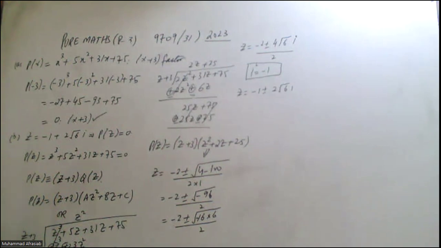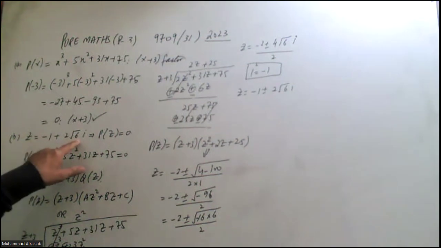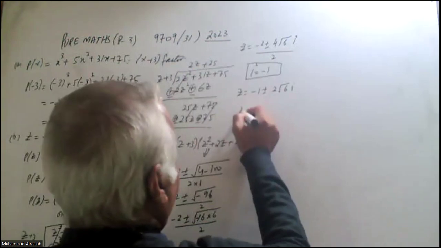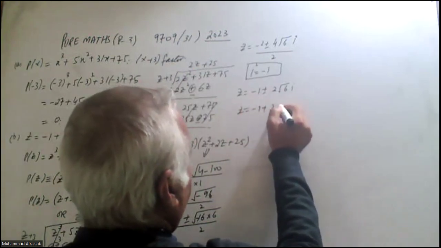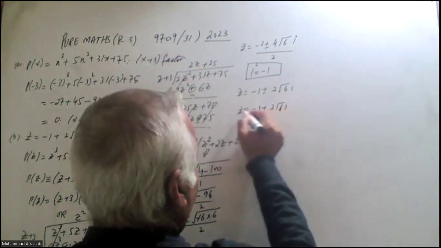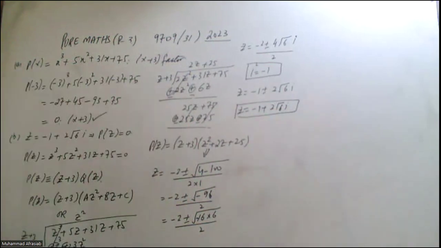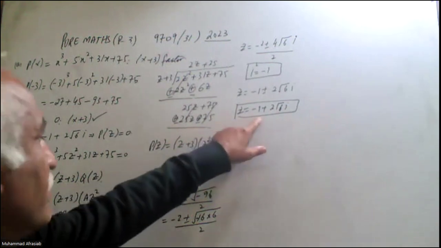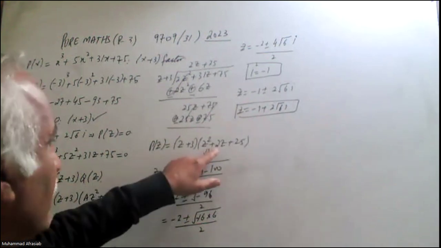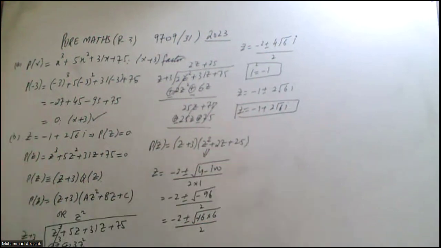In part B, you have to show that minus 1 plus 2 root 6 iota is a root of that equation. So here z equal to minus 1 plus 2 root 6 iota is a factor of that polynomial, which makes it equal to 0. There are other methods also: you can substitute it into this equation and get the answer equal to 0.